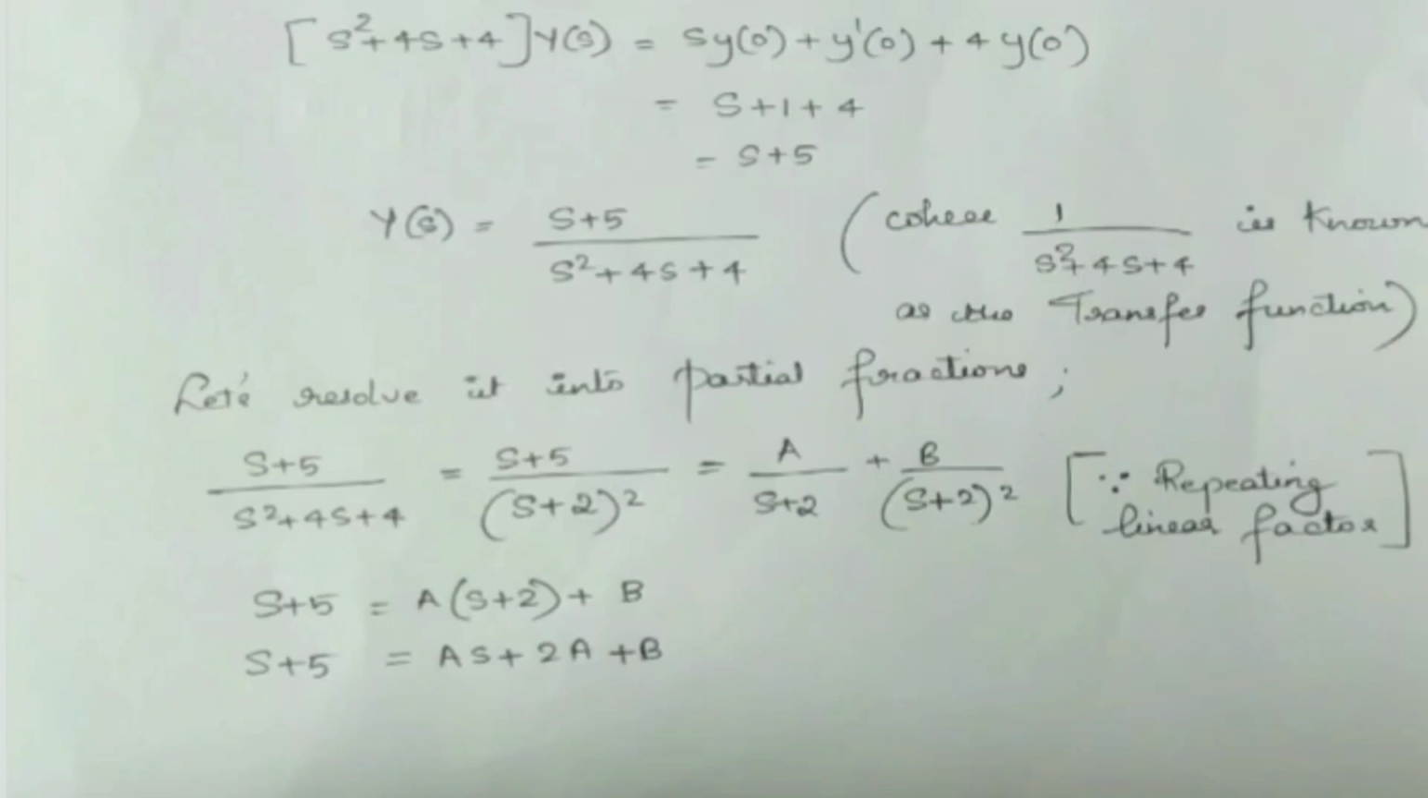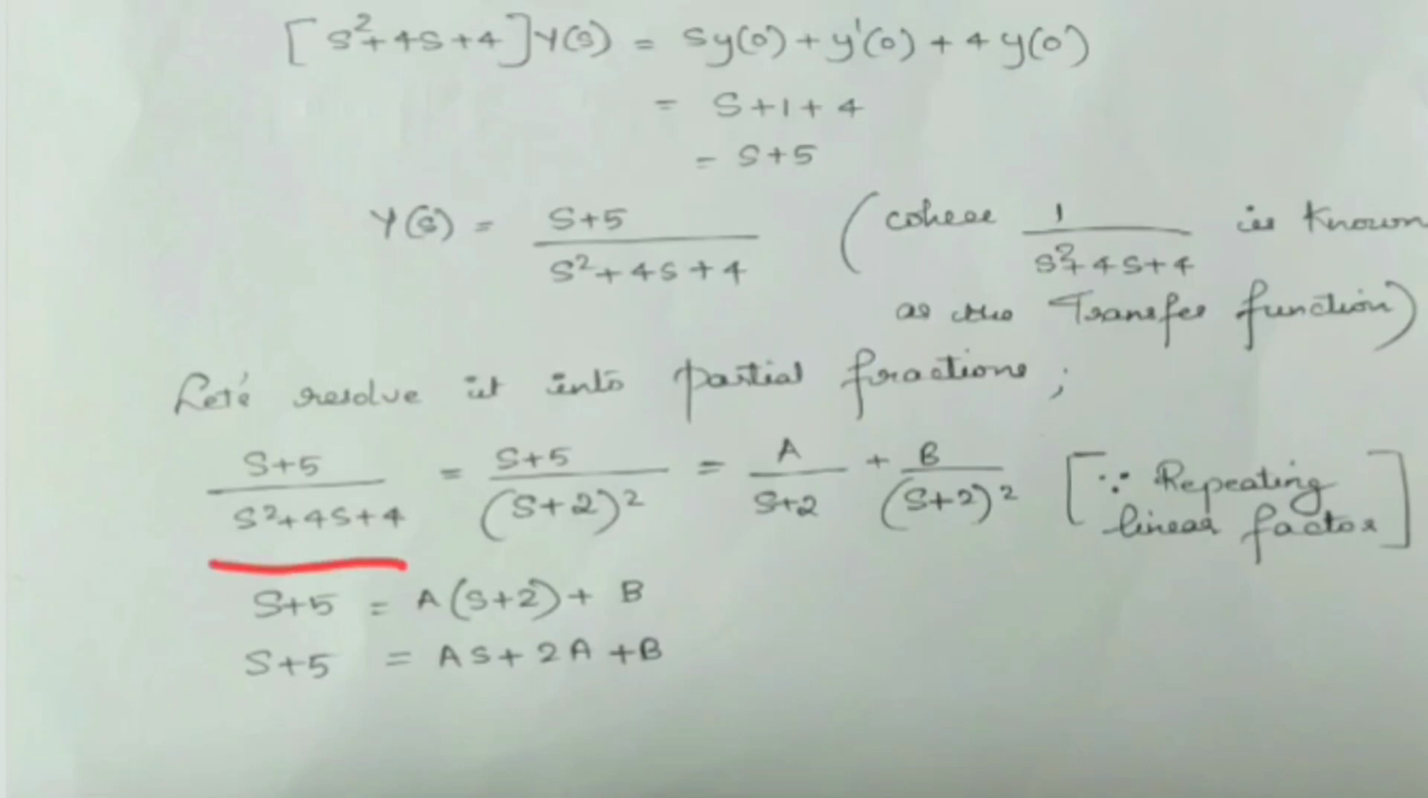Now we want the solution in t space. This is in s space. So the solution has to be in t space. So in order to obtain y of t, we have to take the Laplace inverse of this function. Before taking the Laplace inverse of this function, we have to split it into partial fractions.